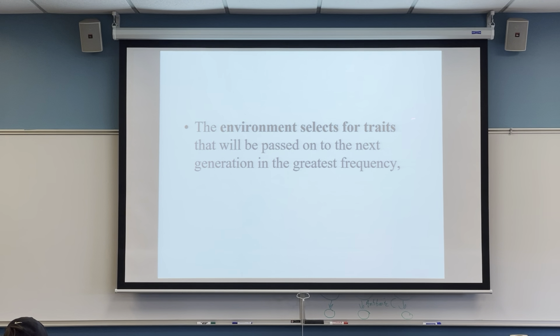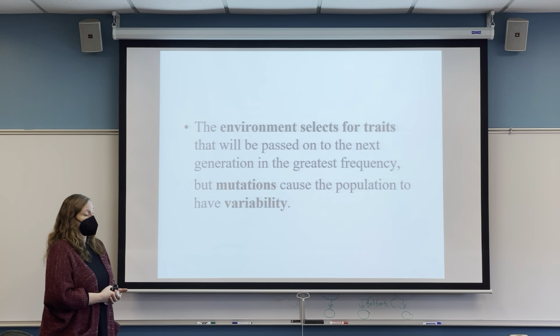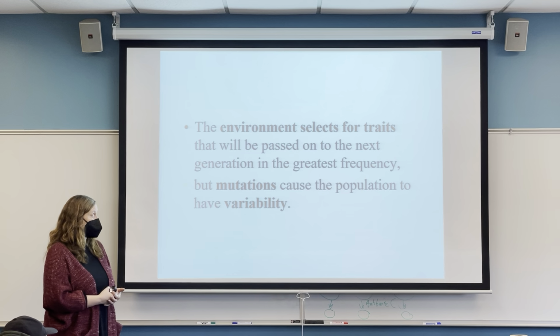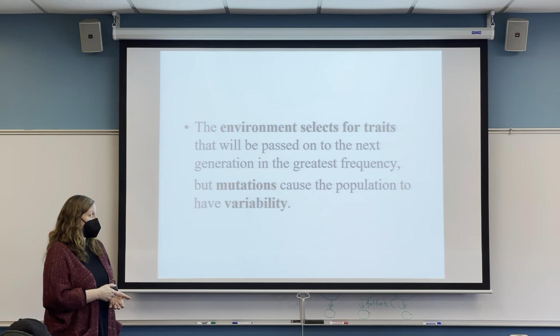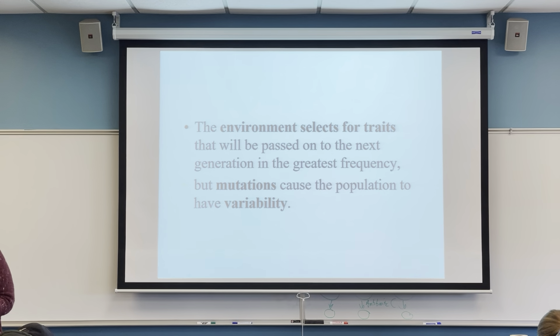So again, environment selects for, environment favors individuals that already have mutations that are favored, so those individuals can survive in that environment right now. Frequencies of mutations can change over time with changes in the environment. Mutations cause variability. Variability ups your chances to survive if the environment changes. Does it guarantee? It does not guarantee, but it definitely adds to the population's ability to survive.